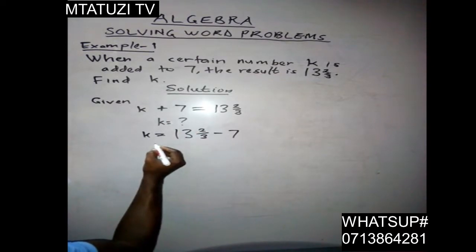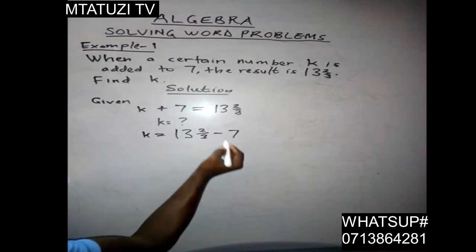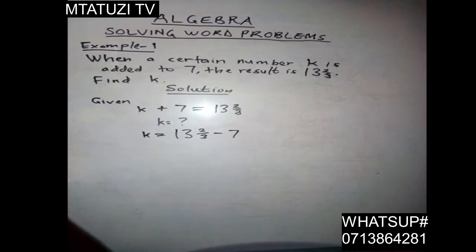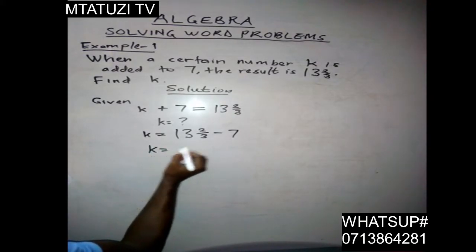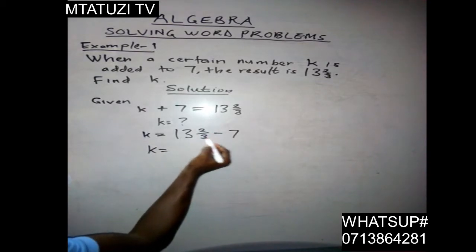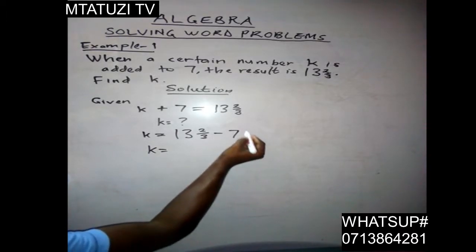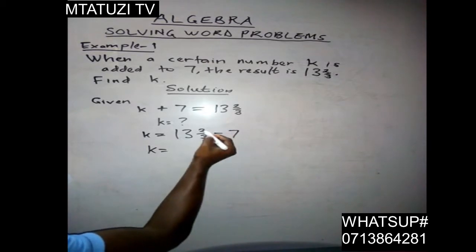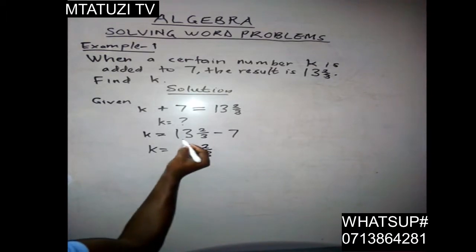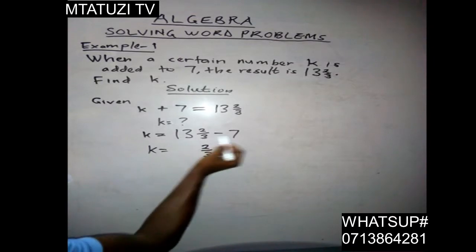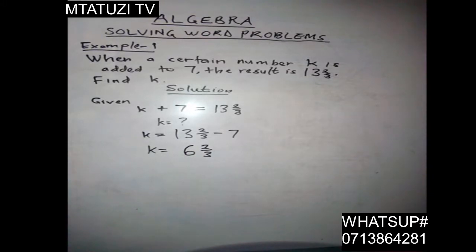In order to subtract, we take 13 minus 7. You get how much? 13 minus 7. So this one, 2 over 3 minus 0, because 0 is the fraction here, you don't see it. So 2 over 3 minus 0, you get 2 over 3. And then you take 13 minus 7. Kumi na tatu kutoa 7, unapata 6.